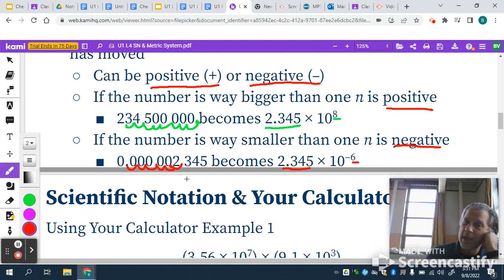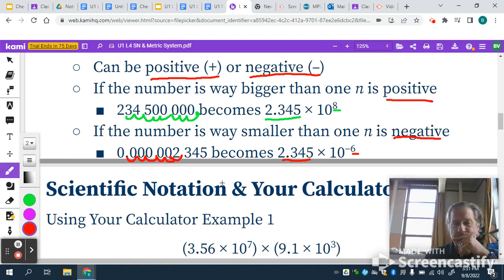So that's how we take numbers and put them into scientific notation. We can take numbers out of scientific notation by looking at this positive value here and saying, oh, I have to move the decimal 8 spots, and I have to make the number bigger than 1. And here I have to move the decimal 6 spots, and I have to make the number less than 1. So that's all there is to it.